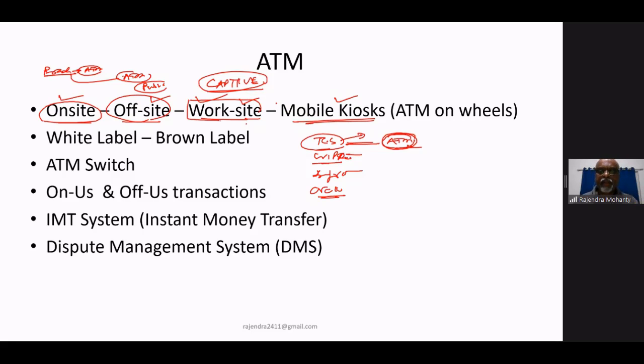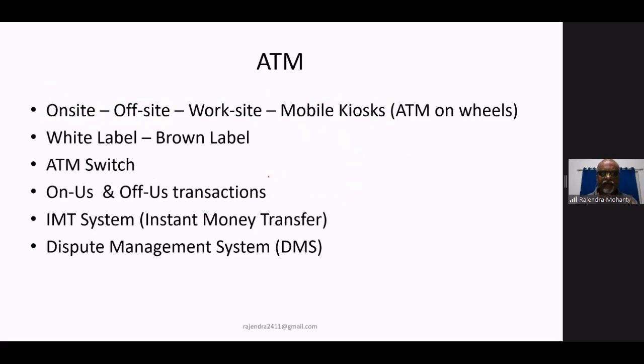Okay, fine. Now, mobile kiosk means sometimes you will find that the ATMs are moving with a vehicle. So ATM on wheels are called mobile kiosk. There is nothing to explain here. On-site, off-site, work-site, captive, and mobile kiosk. You understood. Okay. Now, what is white label and what is brown label?